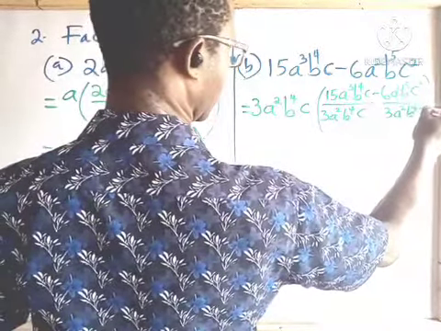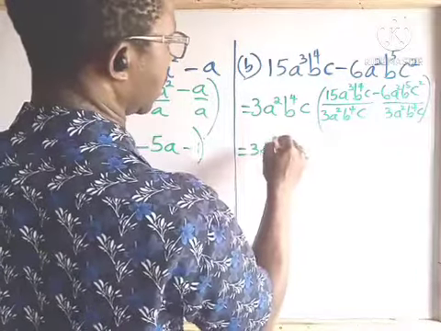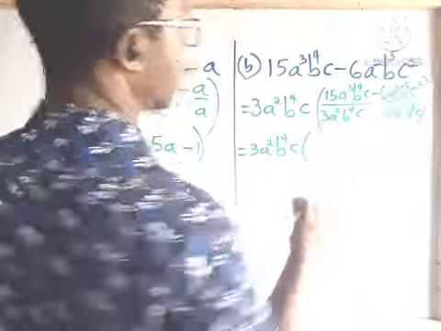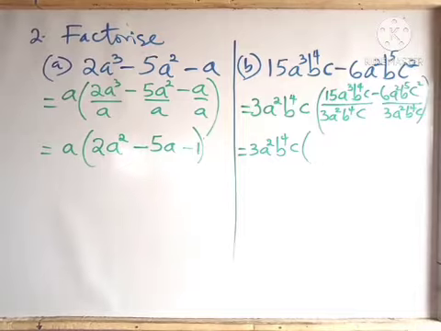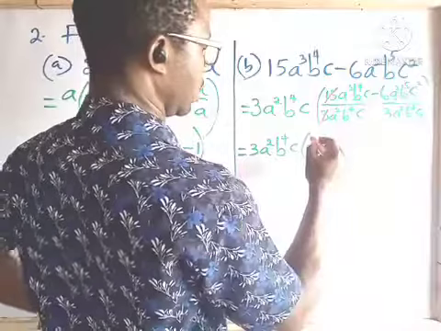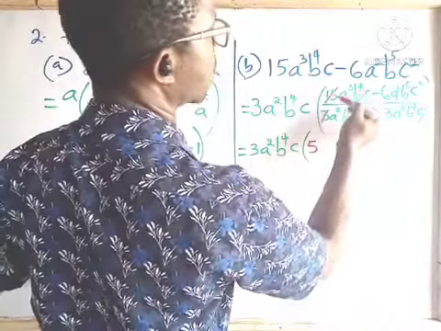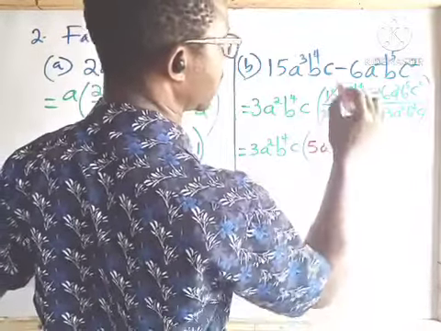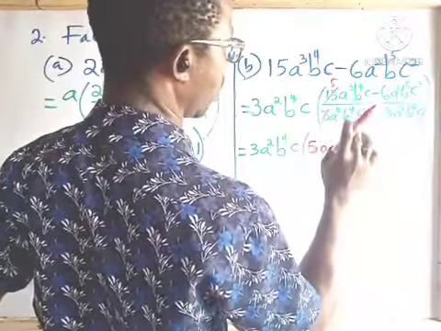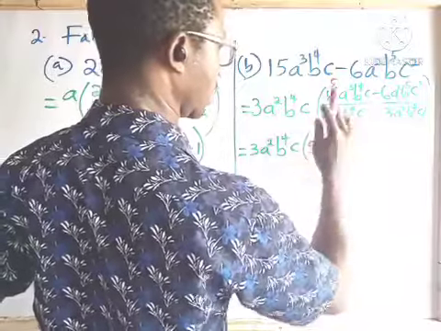So let's write out our answer. 3a squared b raised to the power 4c. Open your bracket. You will discover that 3, we cut this 15 to give us 5. This a, we cut the a here. I have 1a left. This one too, we cut this. I have 1, because b raised to the power 4, we cut b raised to the power 4 to give us 1. C, we cut c to give us 1. So there's no need to put 1 here.